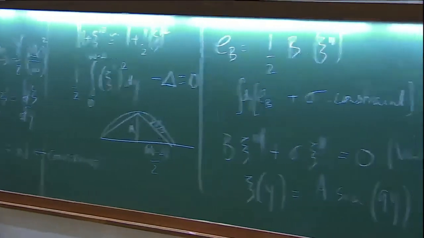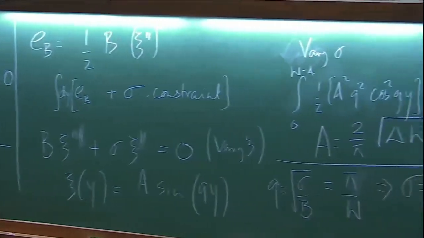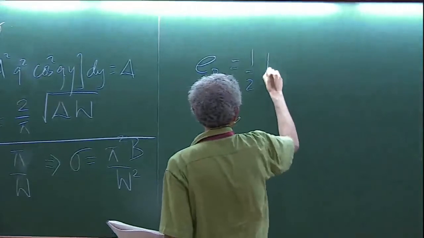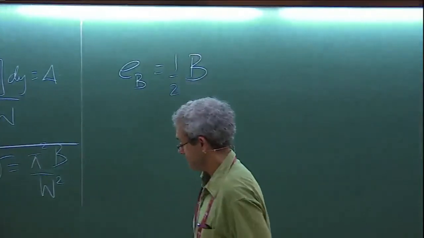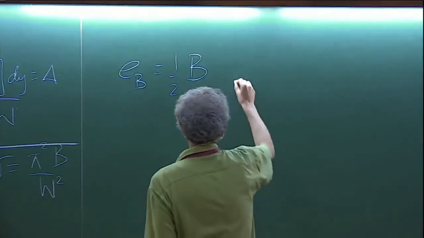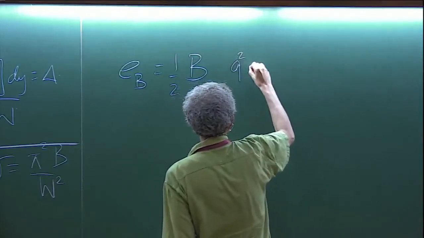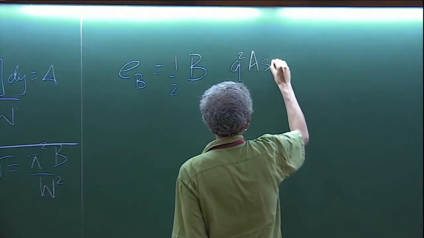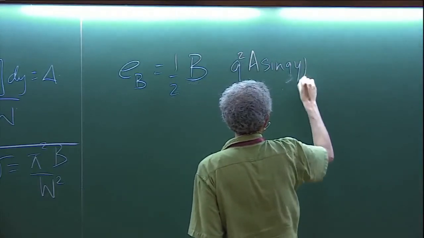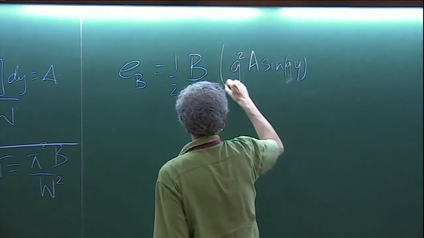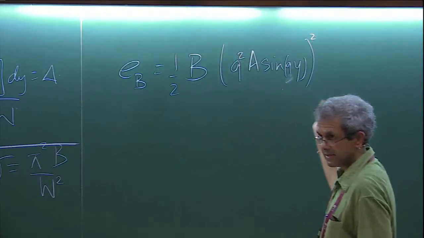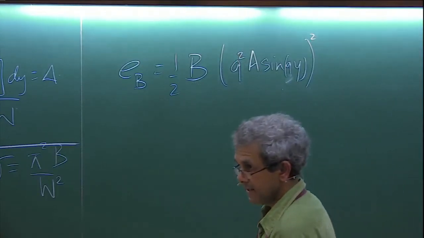So what this gives you is that E_B is half B, and now we want two derivatives of this, Q squared A sine QY, quantity squared, which you will integrate over the whole length. Okay?